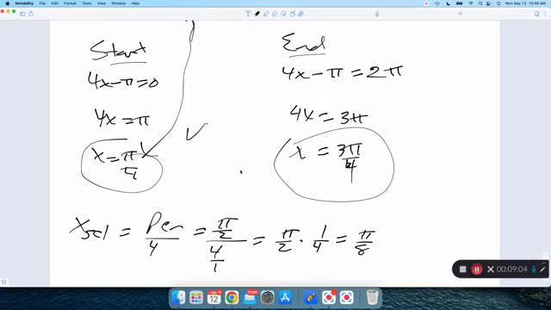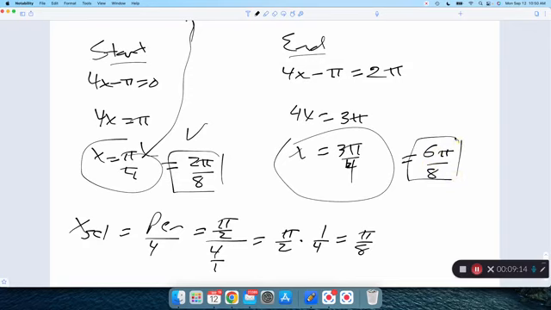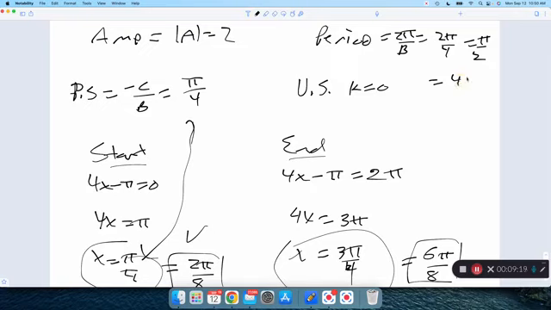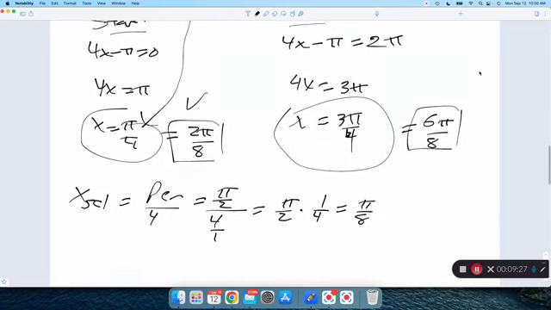Let's make everybody look like that. Our life is going to be a lot easier if everybody has the same denominator. So I'm going to make these guys 8s. We're going to make the period 8s. He will be 4 pi over 8. Just multiply top and bottom here by 2. Everybody's 8s now. That makes us happier.